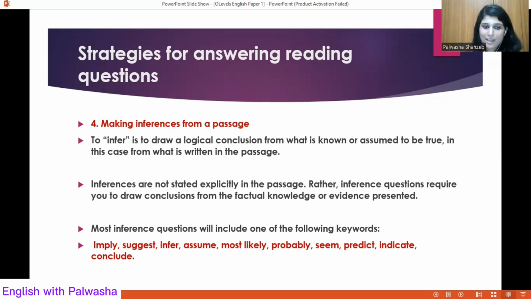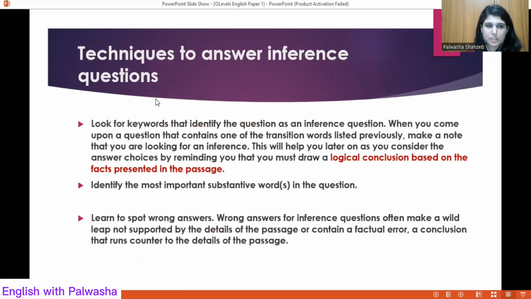Imply, suggest, infer. Here you have to draw the conclusion, a logical conclusion. If these kinds of words are here, most likely, probably, seem, predict, indicate, or conclude, in all these keywords, you are requested to draw a logical conclusion and make inferences from the passage. All right. Then we have the techniques to answer inference questions.